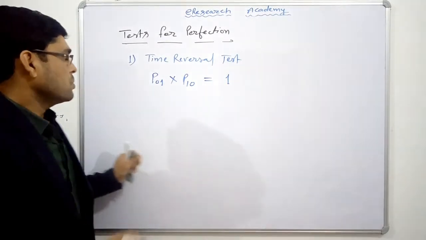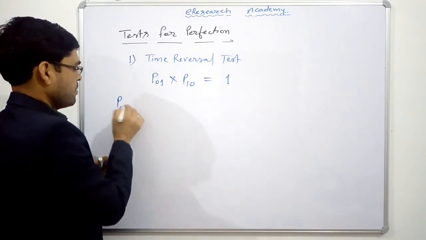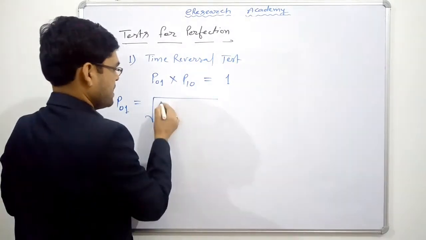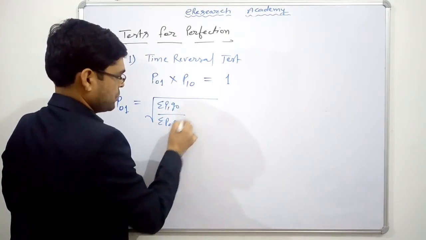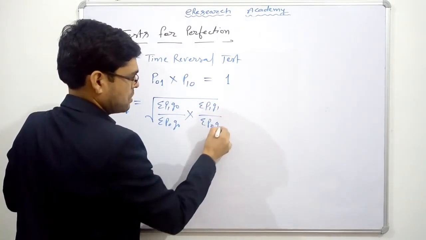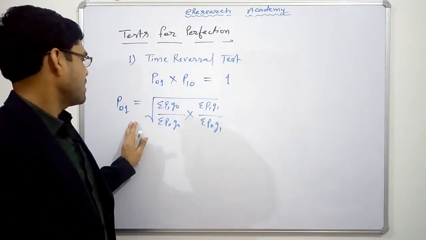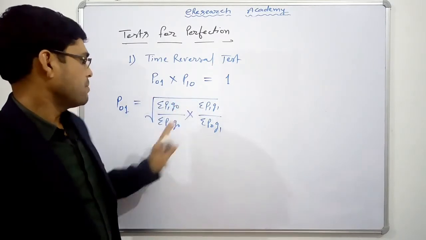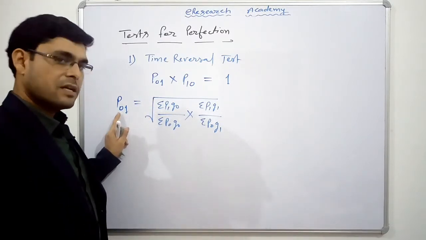If we talk about Fisher's ideal index number, Fisher's price index number for year 1 was simply the square root of sigma P1 Q0 upon sigma P0 Q0 into sigma P1 Q1 upon sigma P0 Q1, into 100. This was the formula for Fisher's ideal index number, for year 1 on the basis of year 0.